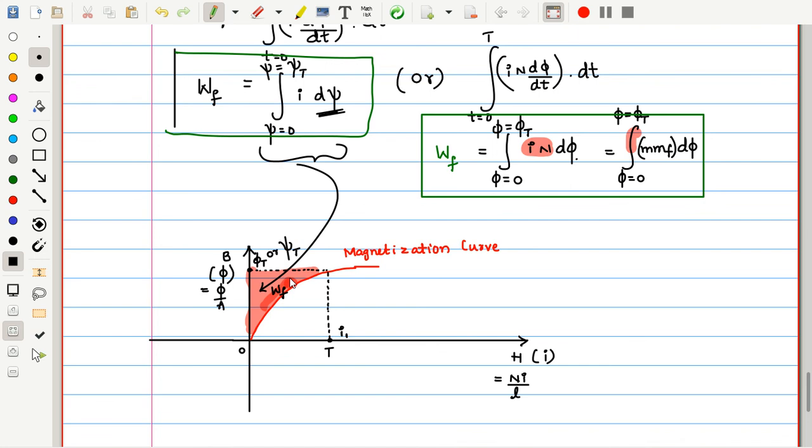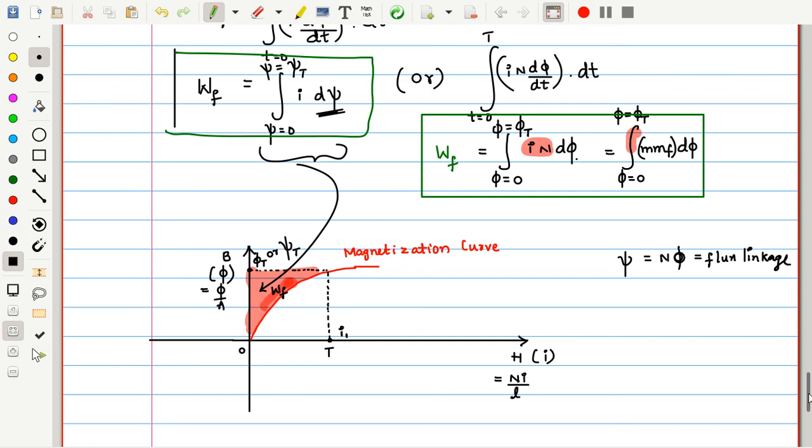It can also be expressed, if we change the limits, with MMF and flux. Just changing these things to flux, you will see the same expression. That means this can be expressed in terms of either flux linkage or flux. What is the difference between them? Flux linkage is the number of turns into flux. Flux alone is the per-turn flux, which you should remember. This is the flux linkage.